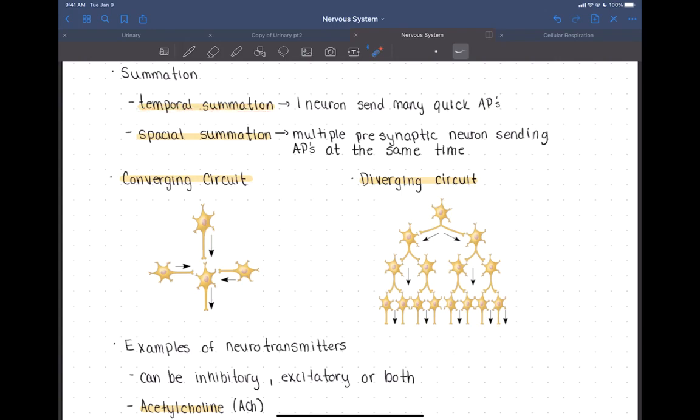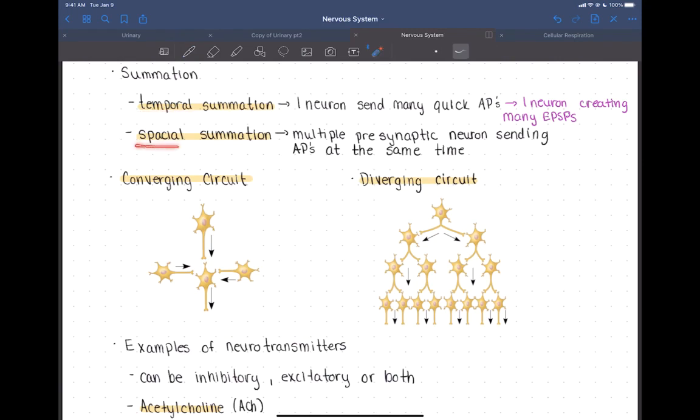This is where one neuron sends many action potentials, with neurotransmitter releases back to back. So one neuron is creating many EPSPs, and those EPSPs would all add up together to hopefully bring that axon hillock to threshold. So that's temporal summation.